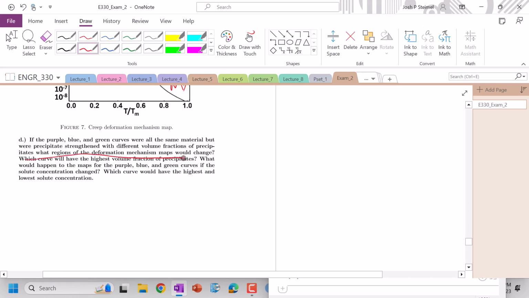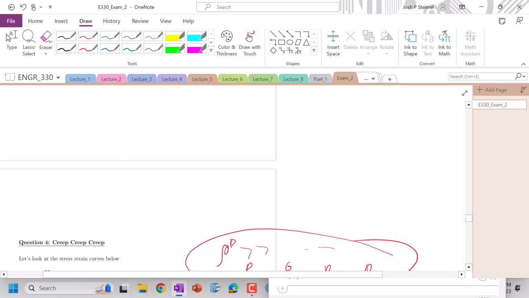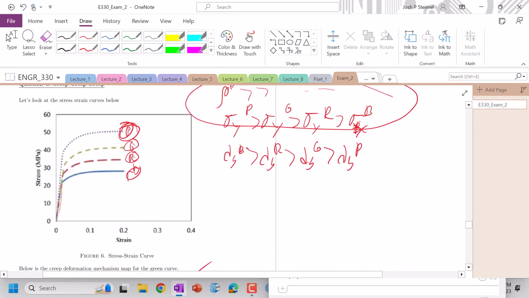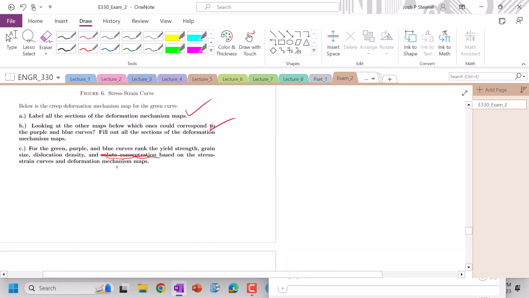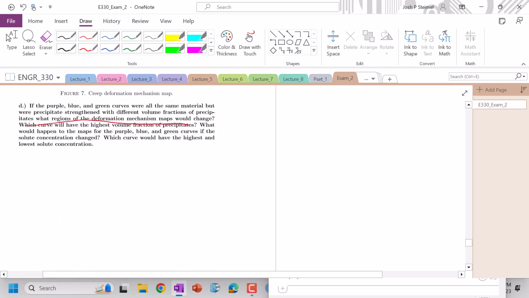Good. What would happen to the maps for purple, blue, and green curves if the solute concentration changed? Again, we wouldn't see that significant change in your Coble creep region, because you're not going to change the grain size significantly, so you'd only see that. Which curve would have the highest solute and lowest solute? There you go. That's pretty much all we've got for this.